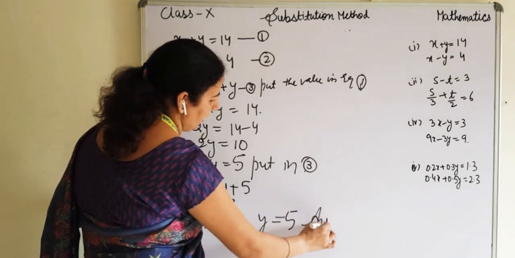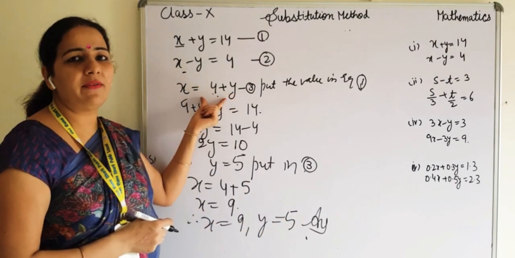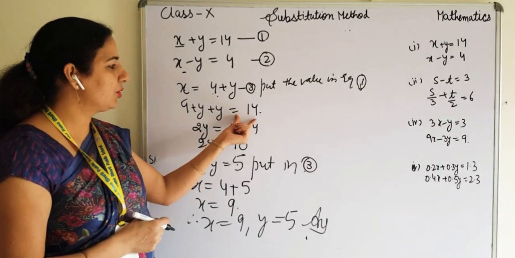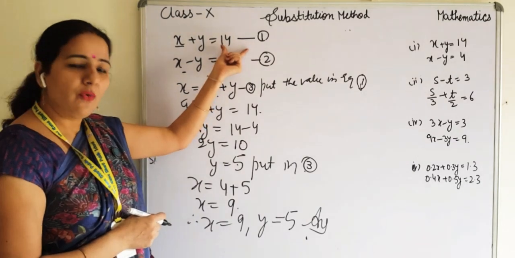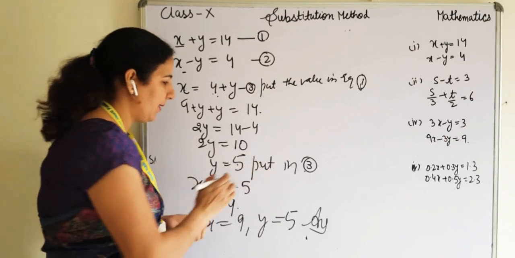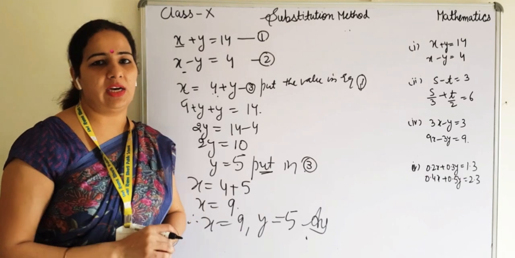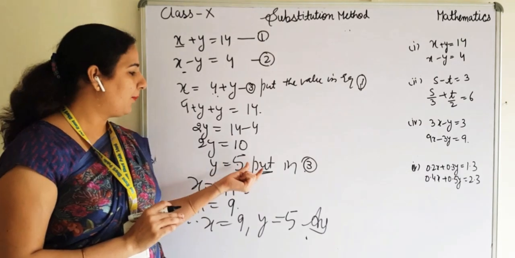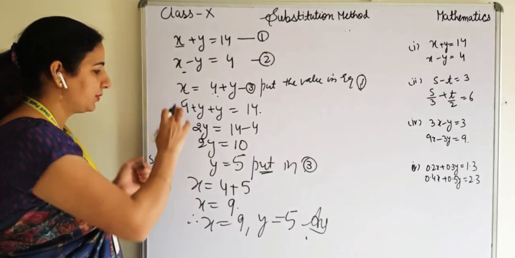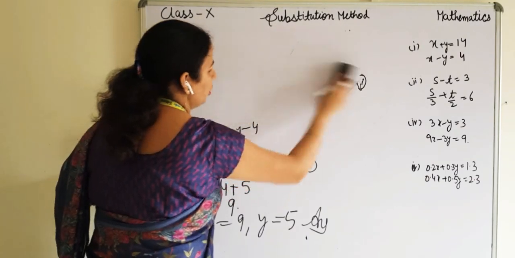This is our answer. So students, what we have done here is we calculated the value of variable x from equation number 2, and after that we substituted the value in equation number 1. After that we calculated the values of x and y. The words "put in 3" mean substitute in 3. So this is all about the substitution method. It will be clearer when I solve part number 2 also.